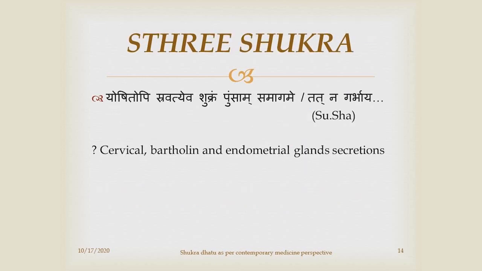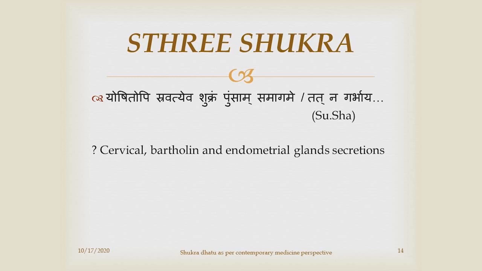Next concept is Stri Shukra. Yoshido abhisravatyevam shukram pumsam samagame tatna garbhaya. That is, Yoshida means Stri only. Stri will also secrete Shukra during the copulation state. Tatna garbhaya, it is not for the garbha. It is not garbhajanakam. So, it can be understood as the cervical, Bartholin and endometrial gland secretion.